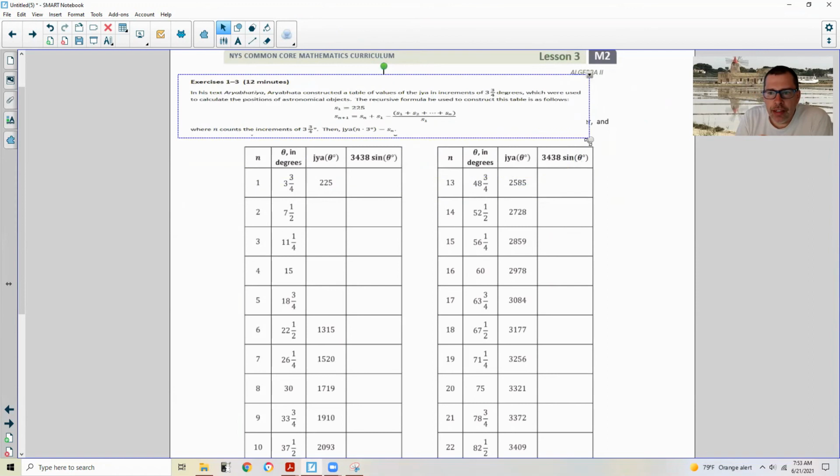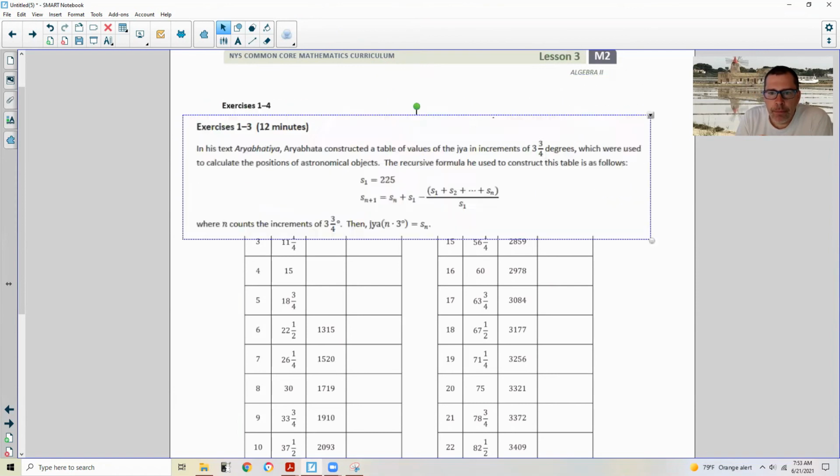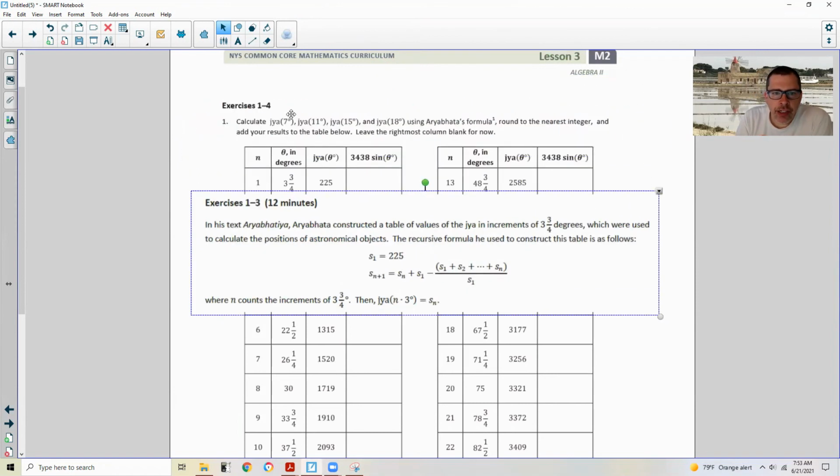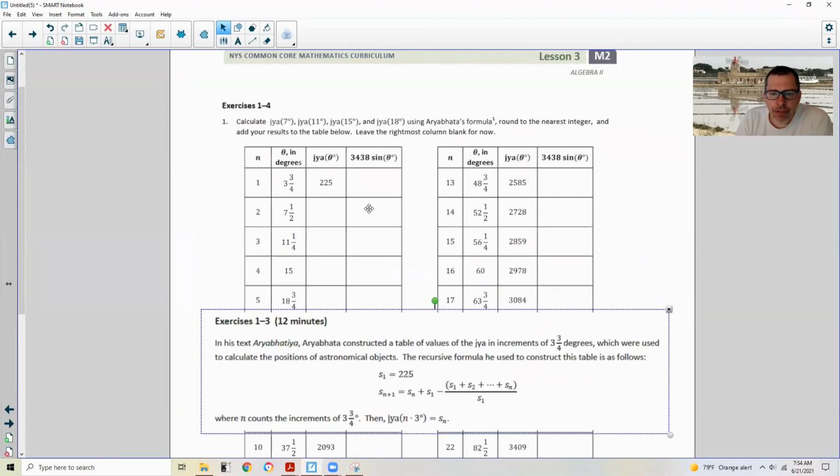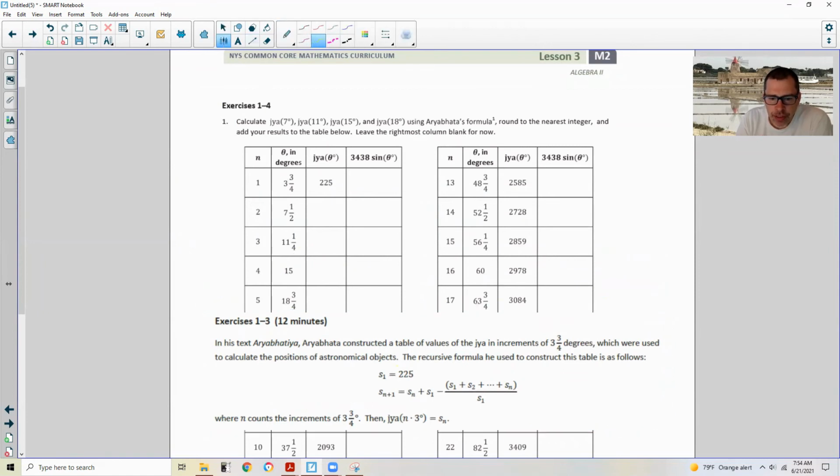So now what are they asking us to do? It says calculate Jya 7 degrees, 11 degrees, 15 degrees, and 18 degrees using Aryabhata's formula. Round to the nearest integer and add your results to the table below. Leave the rightmost column blank for now. Okay, so they gave us the first term. N equaling 1 is S sub 1, and that starts at 225 degrees. Okay, so that is right here. That's where that came from.